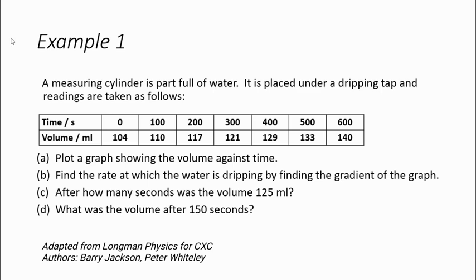So at the start, there was already 104 milliliters in the measuring cylinder at time 0. And these are the readings of volume at the various times. First, we're going to plot a graph showing volume against time. Right away, we know what our title should look like, because these are the quantities that we're going to be plotting, volume against time.